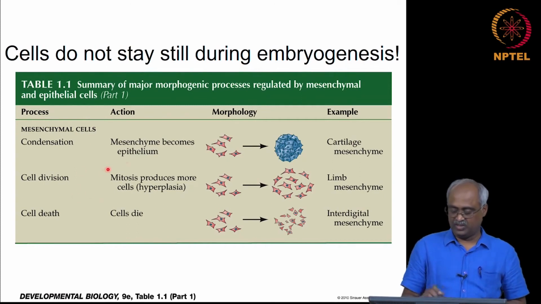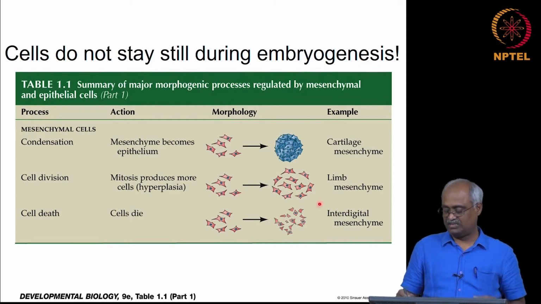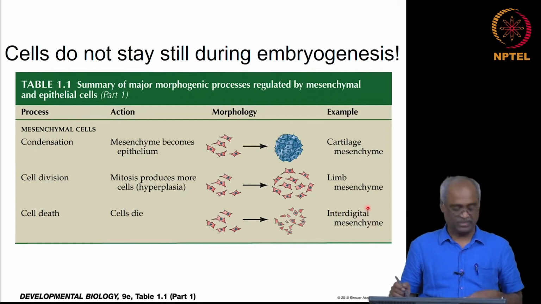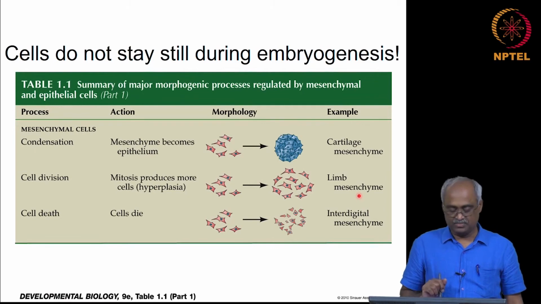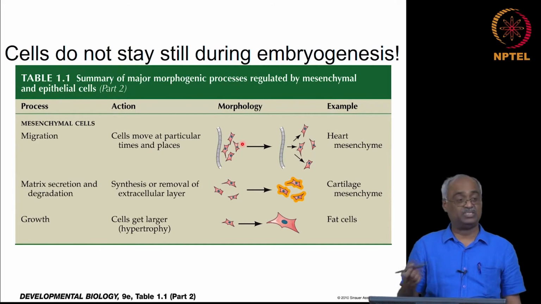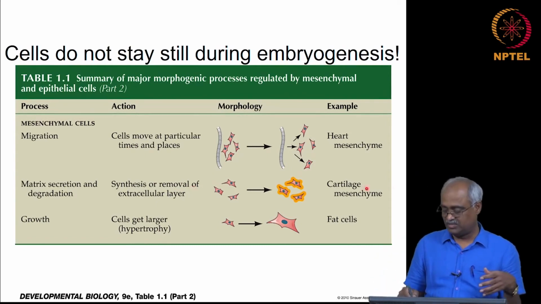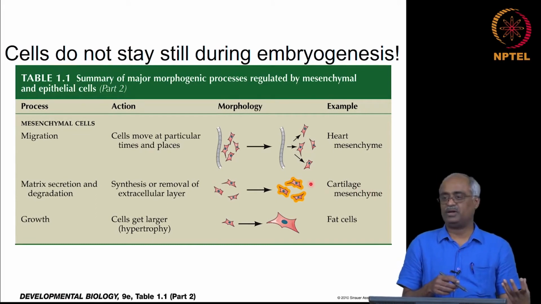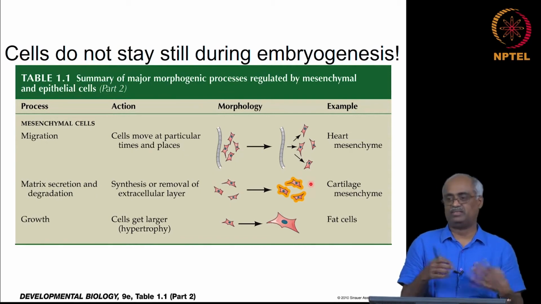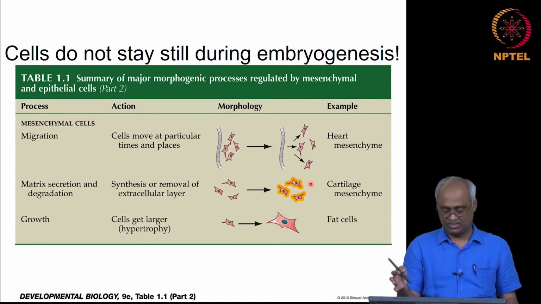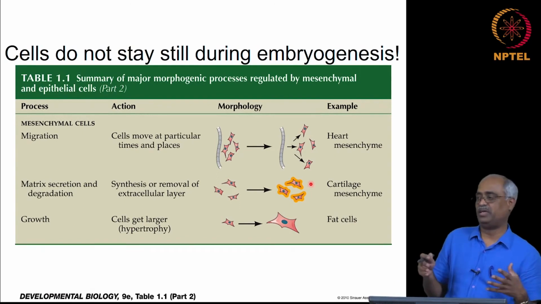Within that, you have condensation to make a particular kind of structure, so it is a morphogenic event. Then you have division, where they make a lot of cells, like limb mesenchyme as an example. Cells also die, like the interdigital mesenchyme we already saw in human digit development. Then you have more migrations: heart cells migrate, and germ cells migrate over a long distance to get to the somatic gonad. Then there is secretion of matrix and also sometimes degrading the matrix; both are essential for development. One good example is cartilage. Cartilage is secreted, and the ECM, extracellular matrix, is essentially secreted from cells. Sometimes getting rid of it is important if migration is required for those cells at the next stage in development. Then growth: some cells simply enlarge in size without dividing. A good example is our adipose tissue cells, the fat cells.